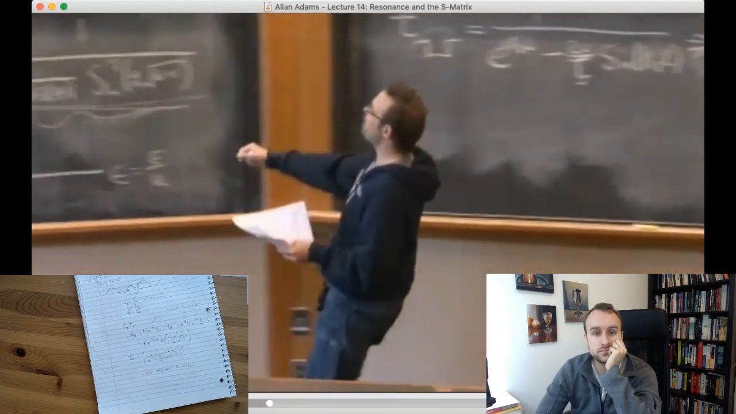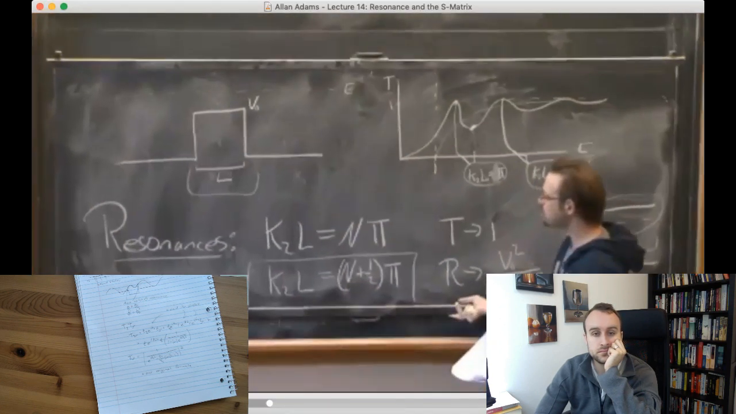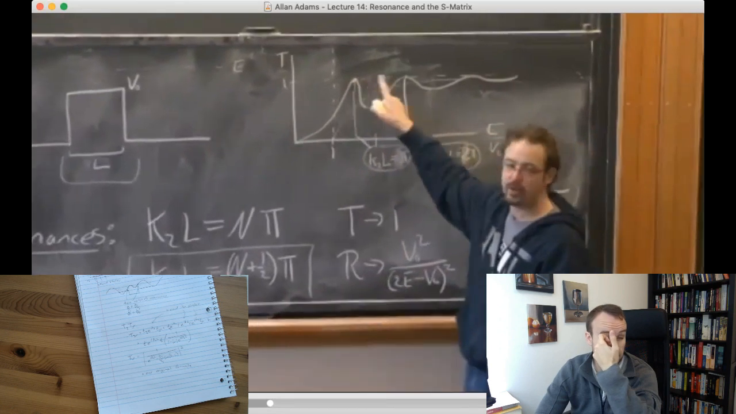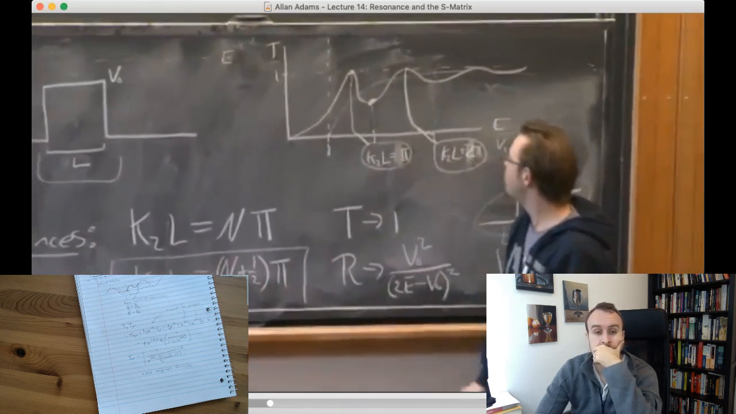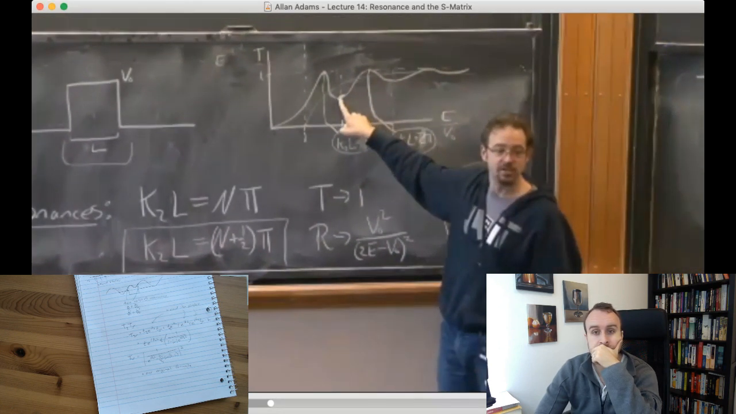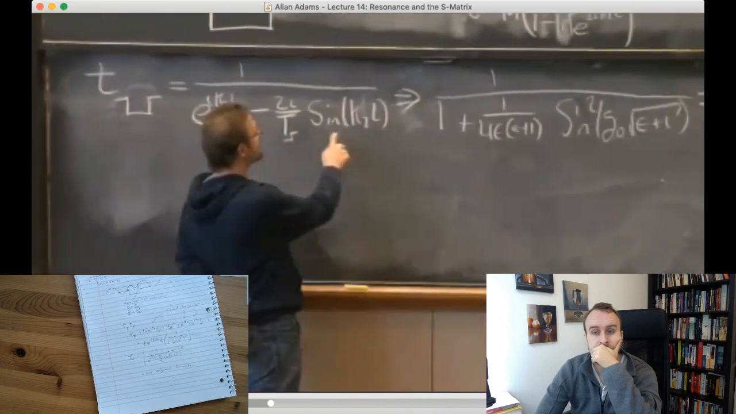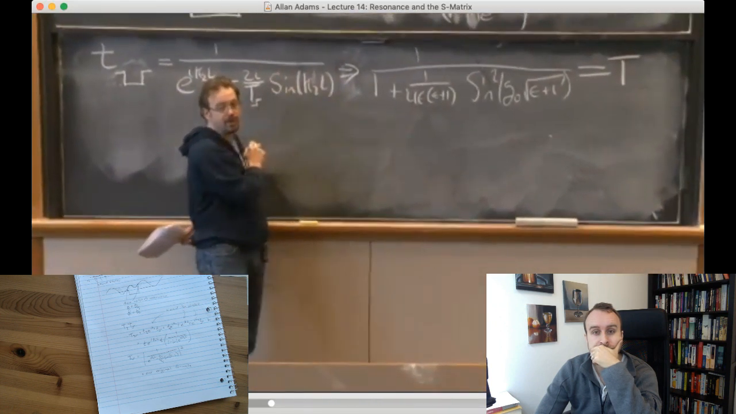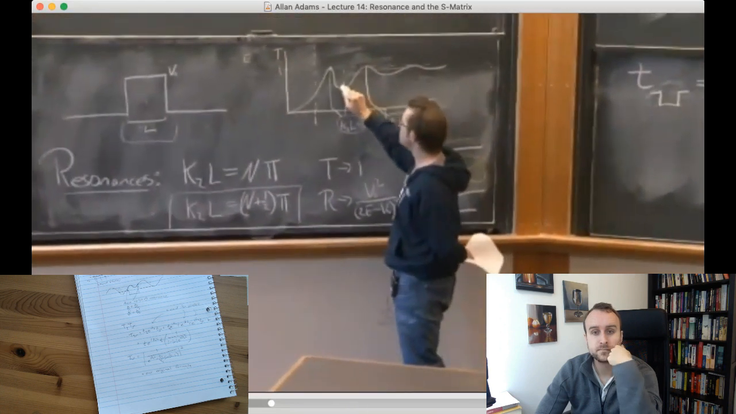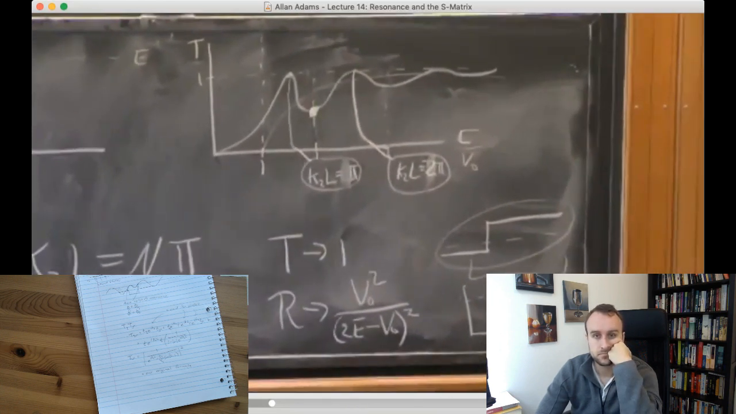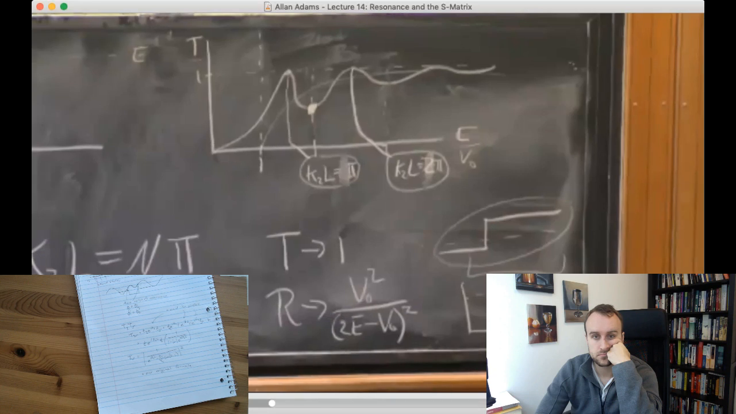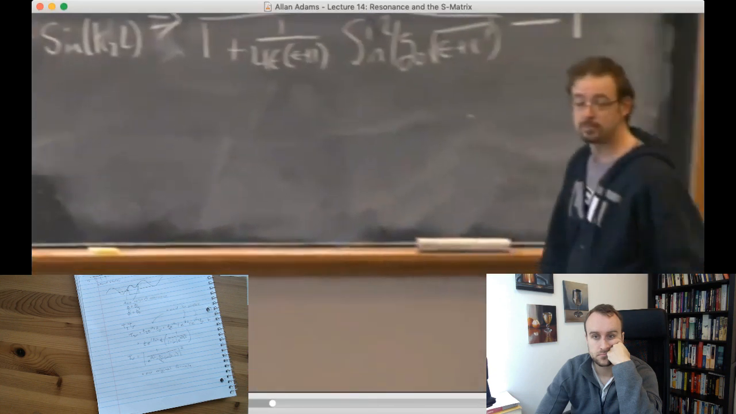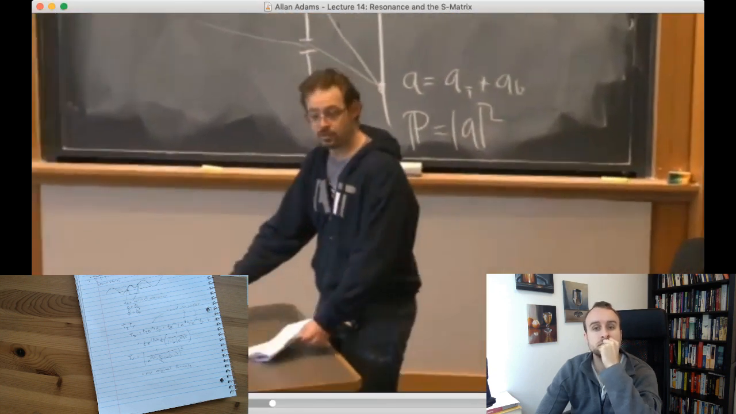Yeah, what's special about that? So what's special about that is, at this point where KL is n pi, we get perfect transmission. When KL is equal to n plus 1/2 pi, the reflection is as good as it gets. Okay, so what that's really doing is it's saying when is this locally largest. So these special points are when the transmission is as small as possible, which means reflection is as large as possible. And you can get that again from these expressions. Other questions? Okay.